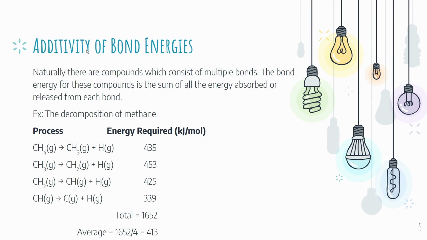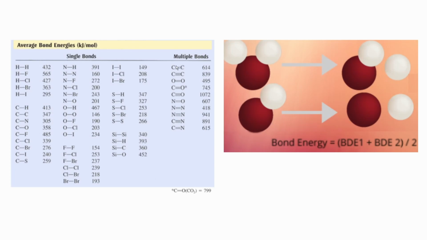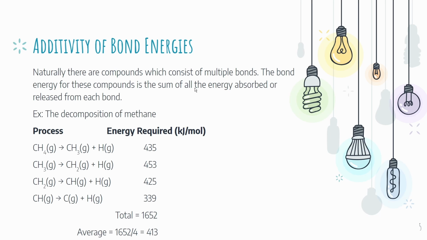And so naturally compounds with multiple bonds exist, as we just discussed. There's carbon-carbon triple, carbon-carbon double, carbon oxygen double bonds, carbon oxygen triple bonds, and so on. But the main point is that you calculate the bond energies for these compounds by using the sum of all the energy absorbed or released from each one. And so for example, the decomposition of methane, we have CH4 decomposing to CH3 plus 1 hydrogen.